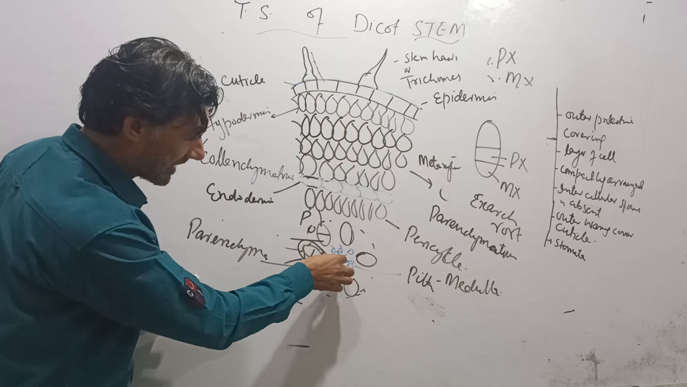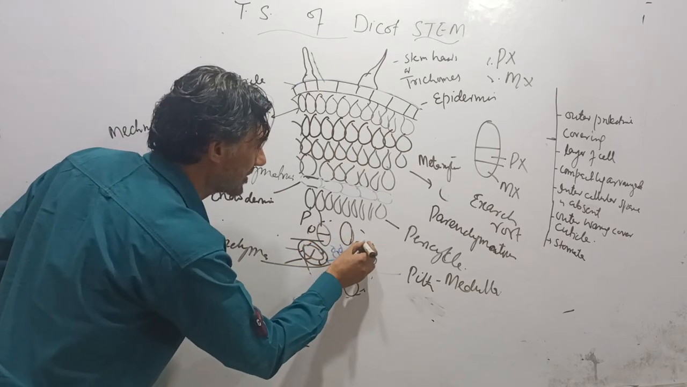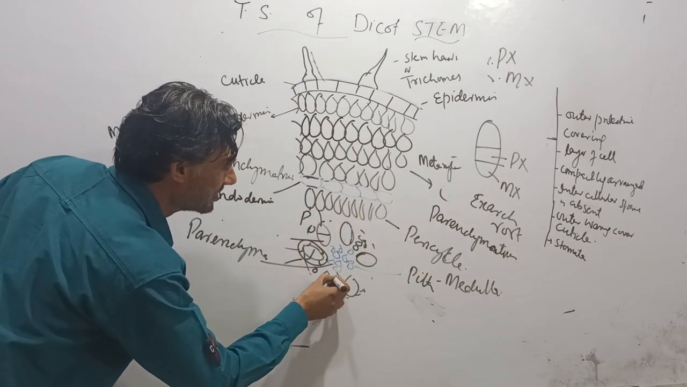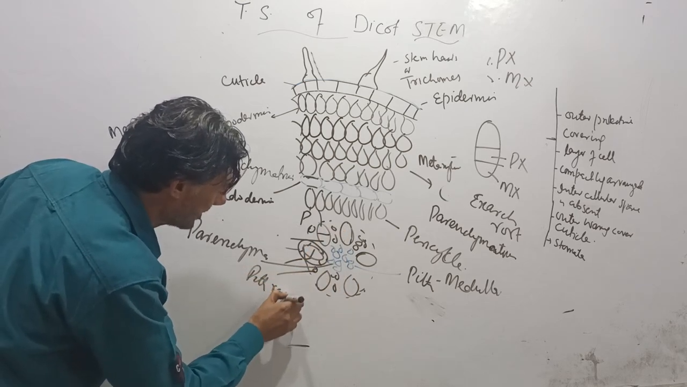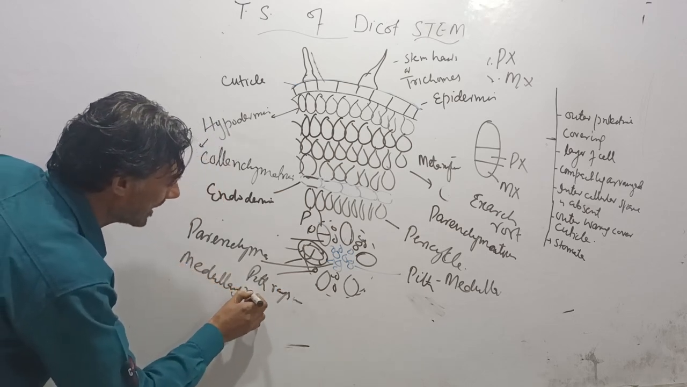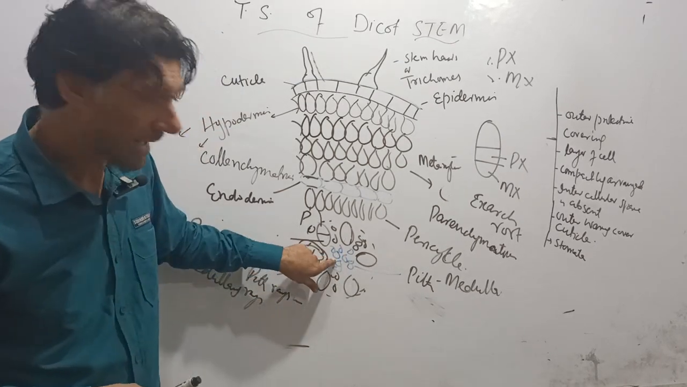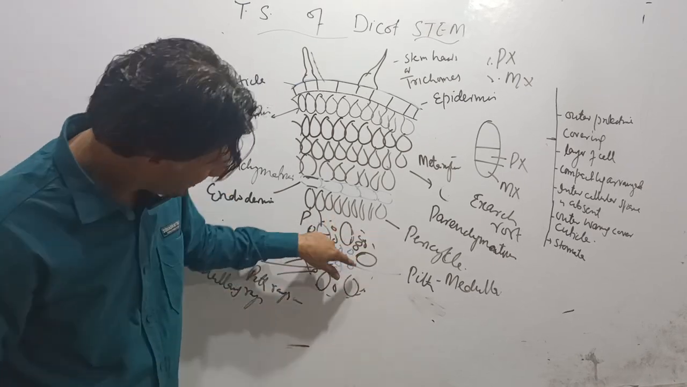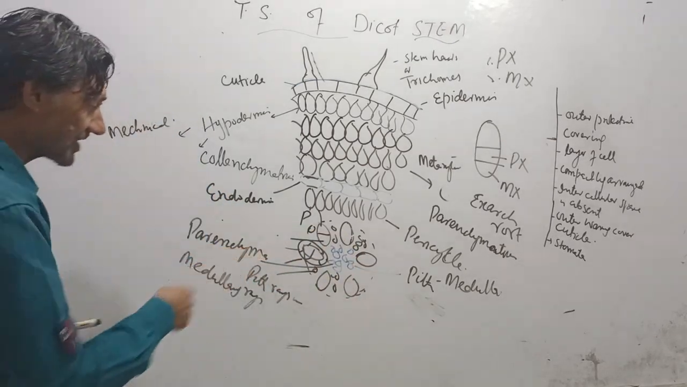Between the vascular bundles there is parenchymatous tissue called pith rays, or medullary rays. The parenchymatous tissue in the center is called pith, and when it lies on the lateral side it is called pith rays or medullary rays.